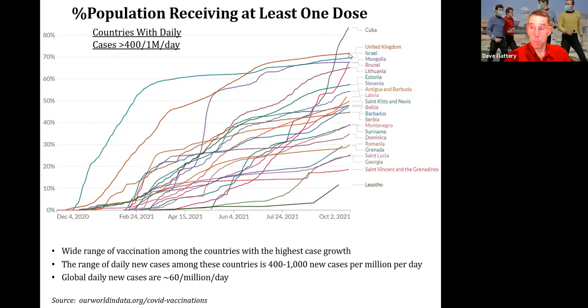United Kingdom has a pretty big vaccination rate. Cuba has very aggressively administered vaccines as their bad outbreak started 6 or 8 weeks ago, but is still having quite a large number of new cases per day. So the range among these countries is about 400 to 1,000 new cases per million per day. The global new cases per million per day is 60. So these range from 6 to 15 times the global average in terms of community transmission. So there isn't much correspondence that we can see just from this grouping kind of analysis, where the degree of vaccination corresponds to very low levels of new cases per day per capita.